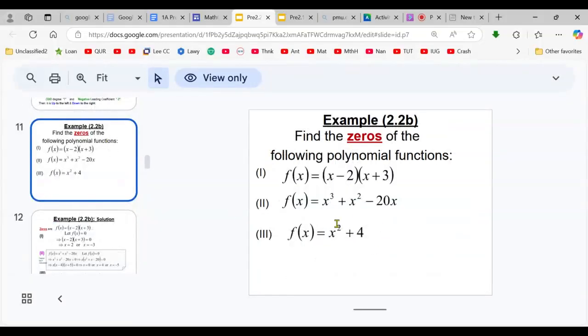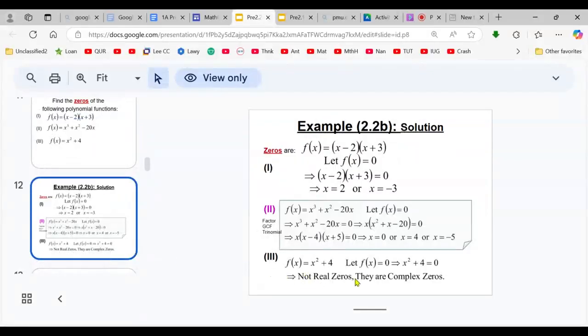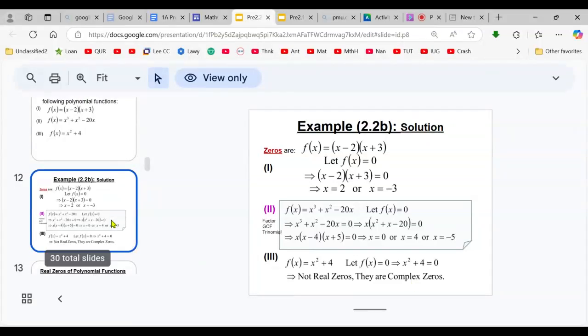x squared plus 4. Can you factor this? Yes, x plus 2, x minus 2. No. This is not a difference of squares. It has to be x squared minus 4. So in this case, we say what? Not real zeros, they are complex zeros. We don't have real numbers, we have complex numbers. Okay?